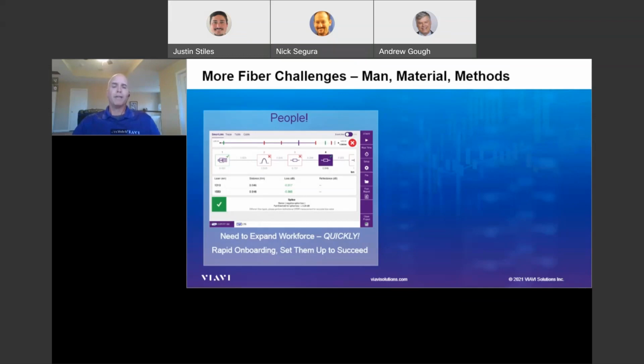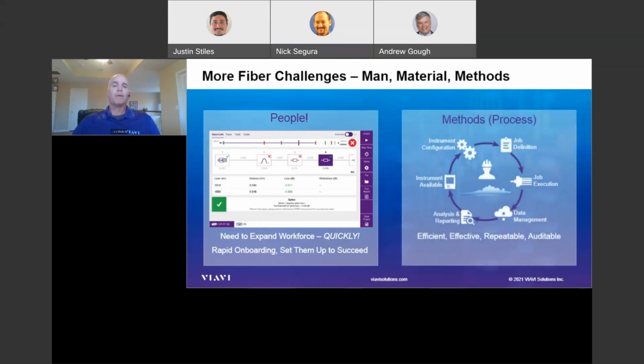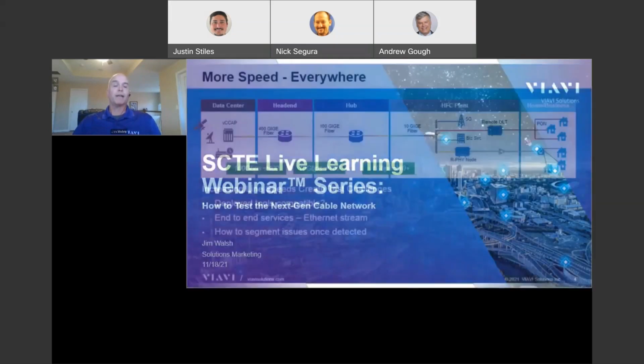Closely dovetailing with that is the processes. As we have all these new people being added, we have to have efficient, effective, repeatable, and auditable processes. And a lot of this lends to the automation from the previous survey of just making sure that we have the right instruments available, that they're set up right. The technicians don't have to figure out how to set these things up. The right tests are loaded, make sure that they run the right tests and everything passed before they move on to the next step. So these are some of the things that we can do to help make the fiber piece of it go smoother from a test aspect.